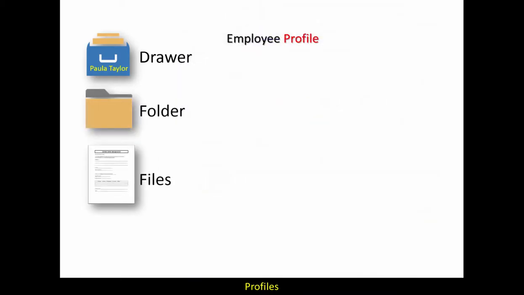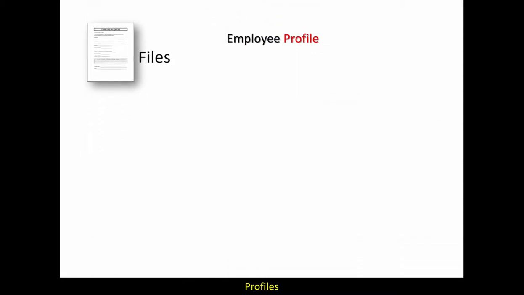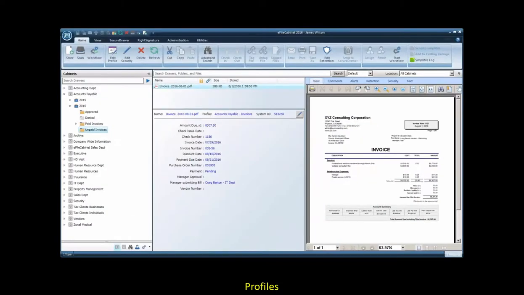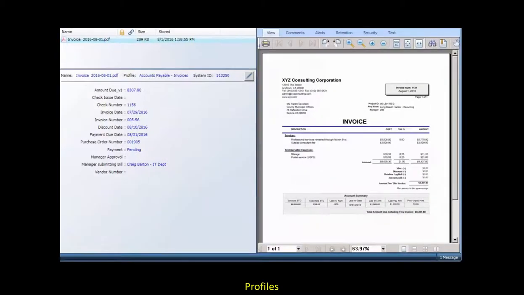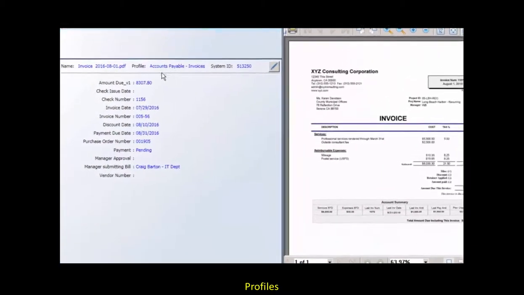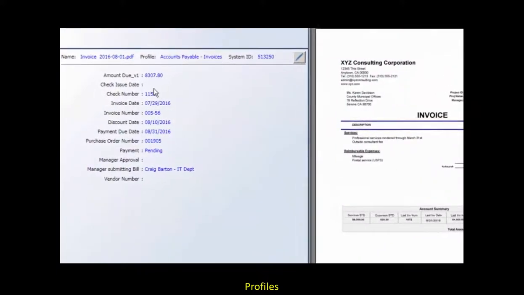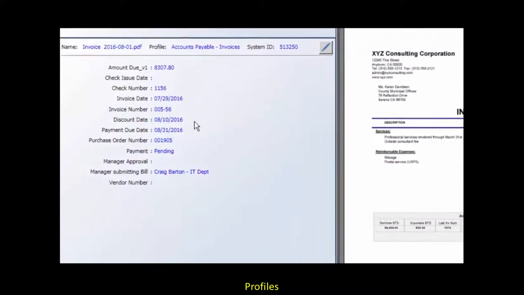Okay, let's look at another example of a profile, and this would be for a file or a document. And this is an invoice that has come in, and you can see in the preview window there is an invoice for XYZ company. And then if you look in the center there is the profile information for accounts payable invoices. So what I'm going to do is pretend I'm one of the managers here, and I have permission or authority to approve this invoice.